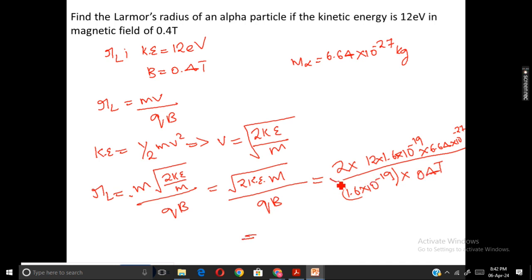So this will be, there is a root here, root of 2 into 12 into 1.6 into 10 raised to minus 19 into 6.64 into 10 raised to minus 27, divided by 1.6 into 10 raised to minus 19 into 0.4.